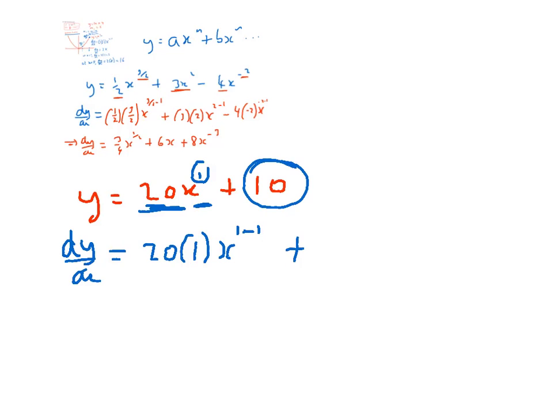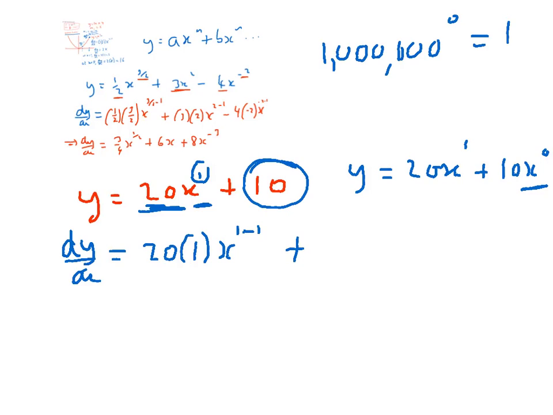And curiously, if I show you this one here, the 10 is the same as y equals 20x to the power of 1 plus 10 times x to the 0, because remember, anything to the power of 0 is 1, so even a million to the power of 0 will equal 1, okay? So if we look at it that way, because remember everything has to be in the form of ax to the n, n in this case is 0.